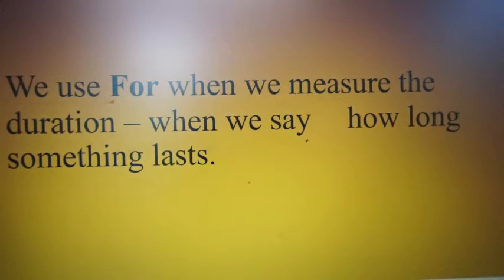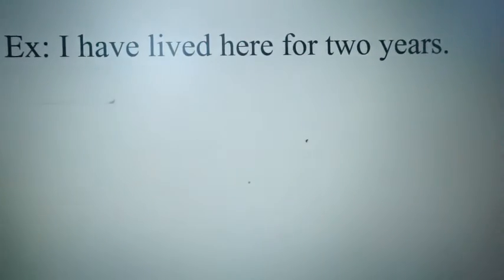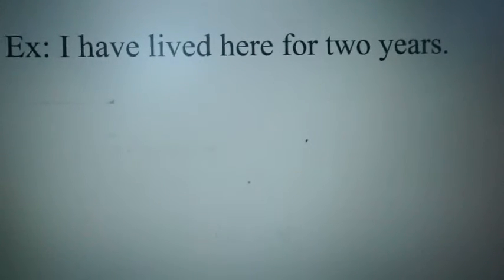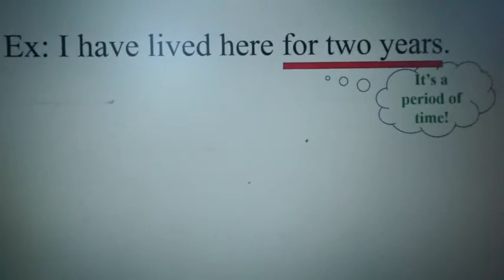We use for when we measure the duration, or when we say how long something lasts in the past. Example, I have lived here for 2 years. You see the words for 2 years. For 2 years is a period of time, the time that we measure that you have lived here.